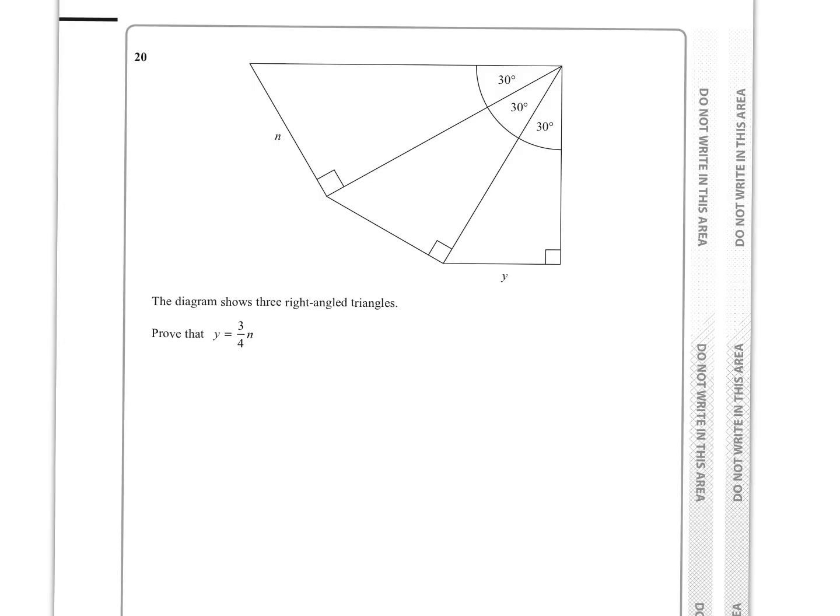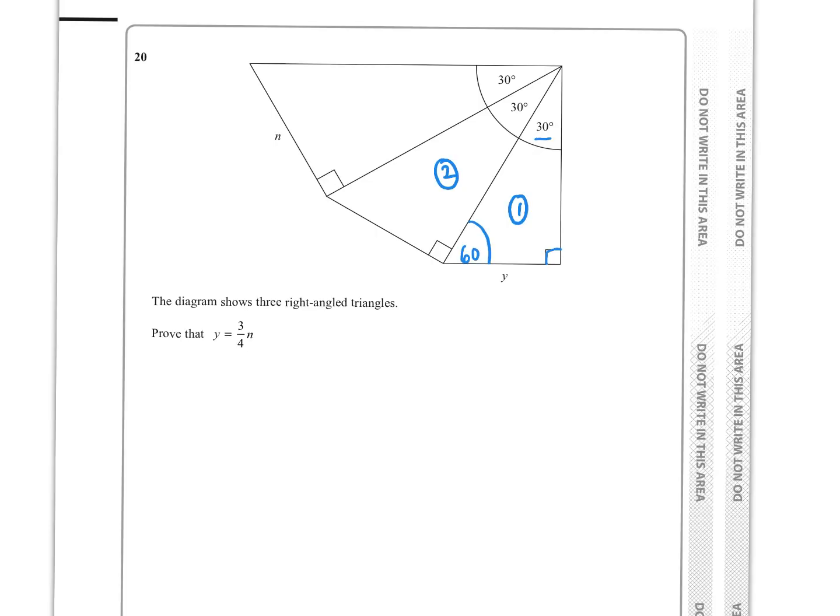Question 20. Well, this is an interesting question. I've not seen a question like this for a very long time, if at all. If you look at the first triangle here, you can see it's right-angled and it has an angle of 30, an angle of 90, and another angle, which must be 60, because angles in a triangle make 180. But if you look at the second triangle, can you see that it has the same angles? A 90, a 30, and a 60. And so does the third one.